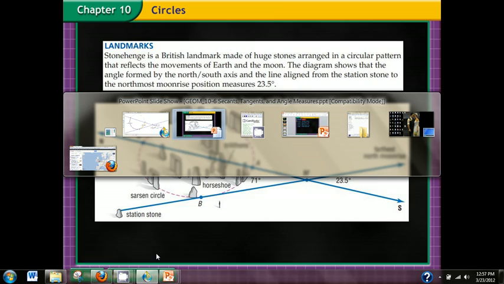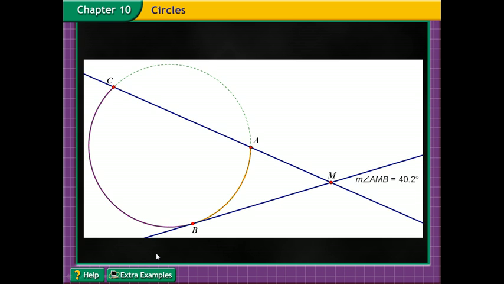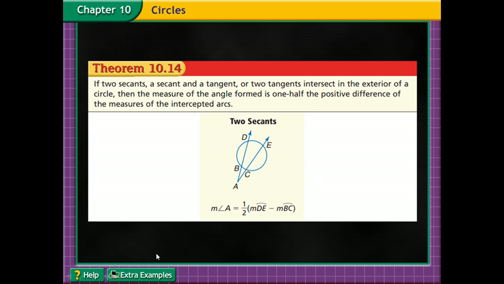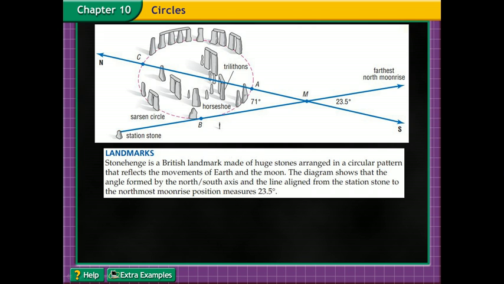So that gives us a formula right here. If you want to pause your screen and record this formula: minor arc DE subtracting minor arc BC. If you subtract those two and take half of that difference, it'll get you the intersecting angle on the outside. And that applies to tangents and secants, or secants and secants.